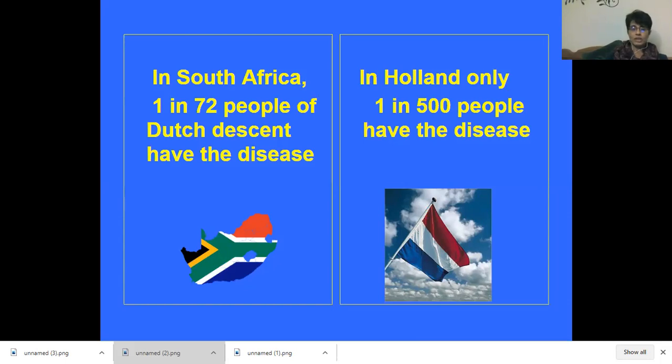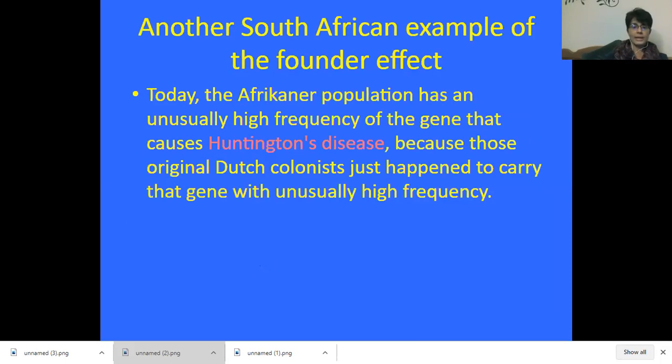So it just happened by chance that more people in that little group had the mutated gene for hypercholesterolemia as well as for Huntington's chorea, which I think is on the next slide. There we go. So that's why there's a higher frequency of this Huntington chorea disease gene in the Afrikaner population.